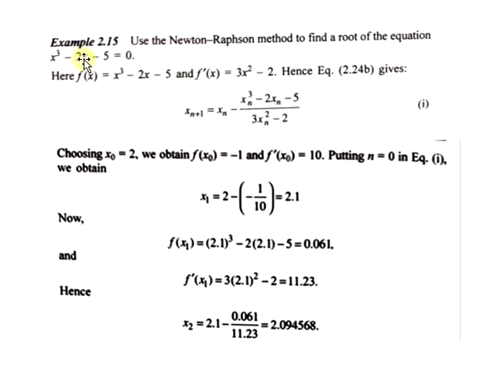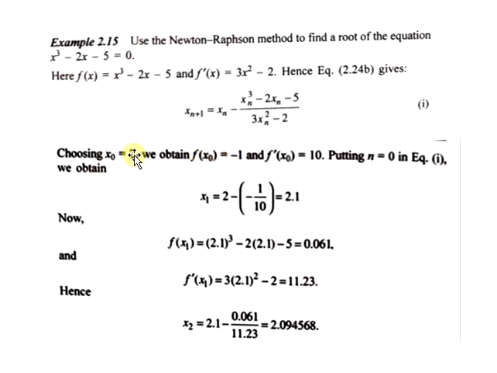Here is another equation, that is f of x is x cube minus 2x minus 5. Then f dash x is 3x square minus 2. So this is the general format, that is xn plus 1 is equal to xn minus f of xn divided by f dash xn. Here you need to have an initial guess, that is the value which is close to the real root, that is x0. We take x0 is equal to 2.